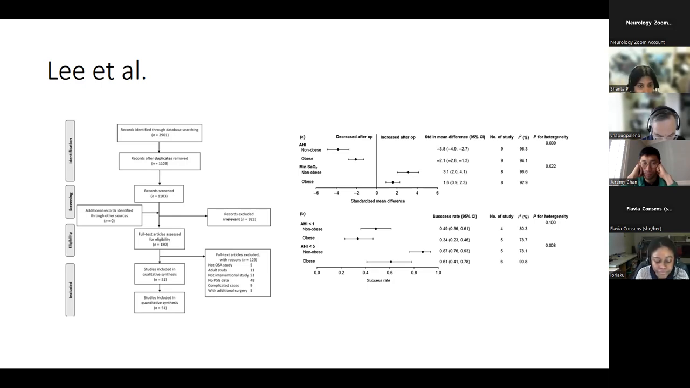They did this forest plot, and you can see the decrease and increase before and after the operation. For AHI, you can see in non-obese children that the improvement was more significant. And in terms of SaO2, you can see that the increase was more significant for non-obese children as well. So that disparity is evident there.